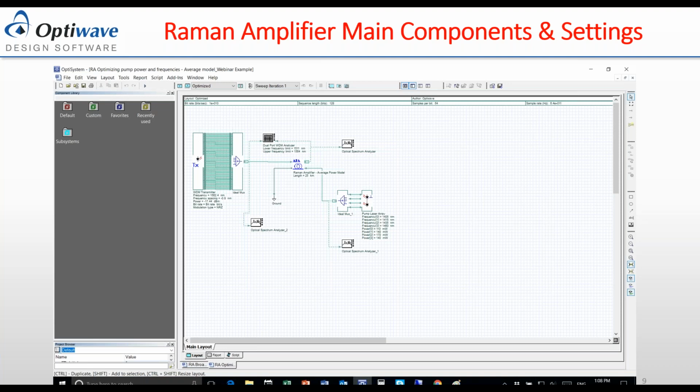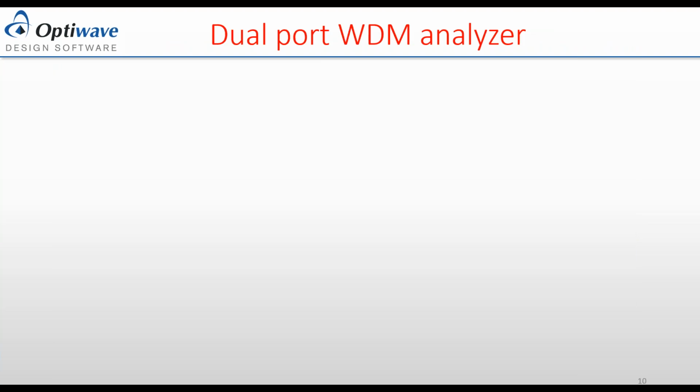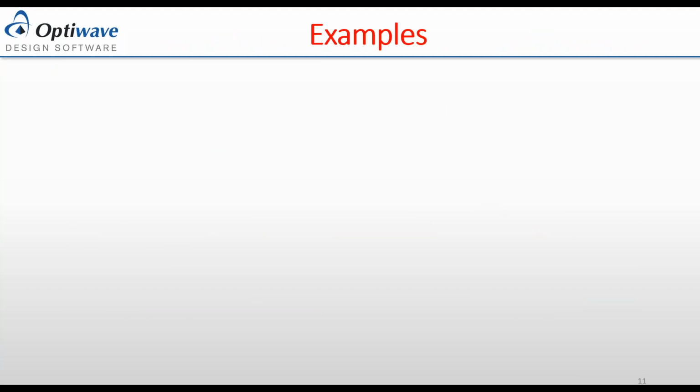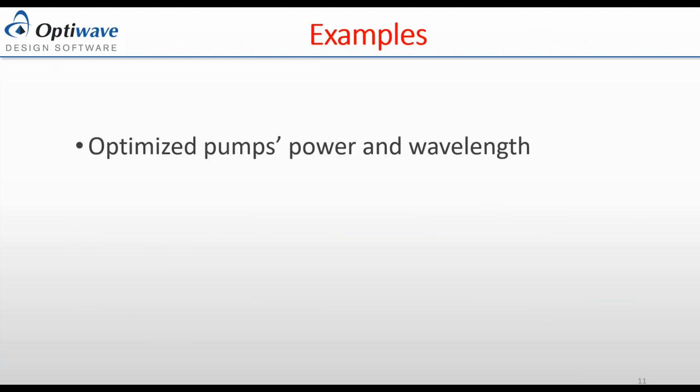Okay, thanks, Brian, and hello everyone again. So, continuing from this part, where we talked about the main components and their settings, here we described the dual port WDM analyzer and its functionality. Now we're going to start with the examples. We're going to talk about 3 examples in this webinar.